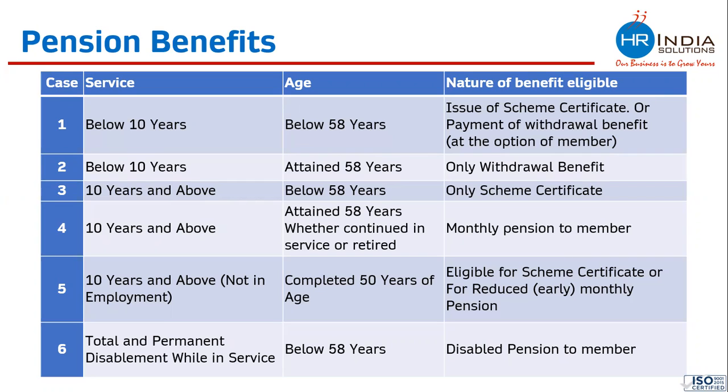Okay, and the sixth case is when the person has met with an accident during the employment and has become permanently disabled. He has lost his entire earning capacity.